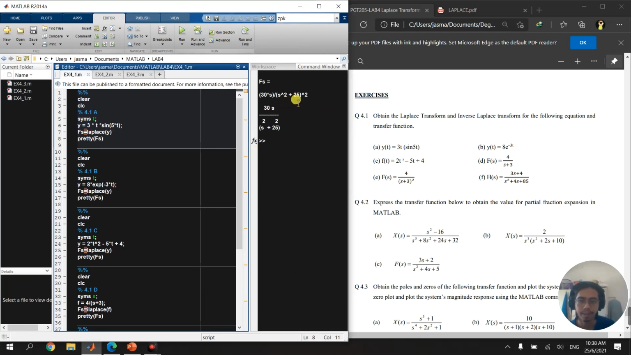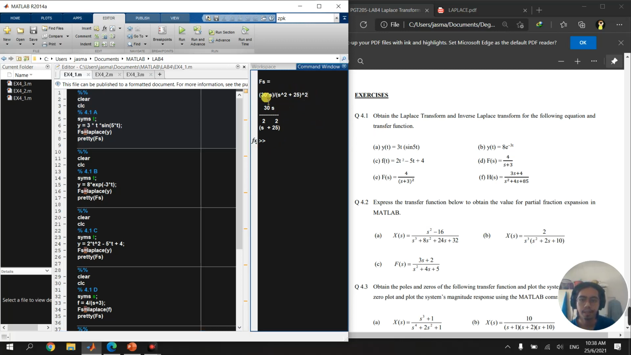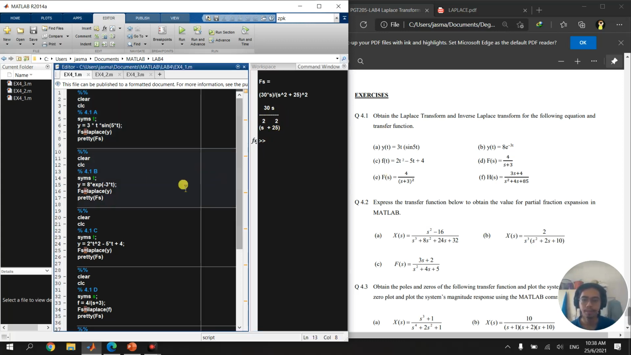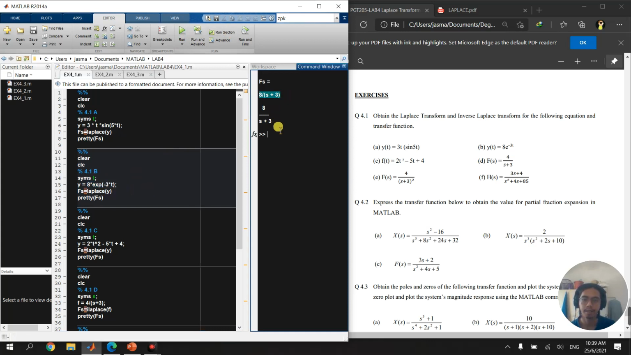Here on the right you can see that Fs is equal to 5s divided by s squared plus 25, and then by using pretty we get the equation like this. It makes it prettier and easier to read, which is 5s over s squared plus 25. And for question B, we also repeat the same step in the time domain. We put in the equation and do a Laplace again. And here we can see the equation getting pretty.